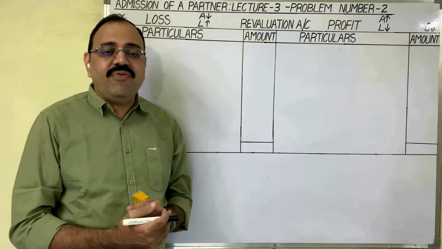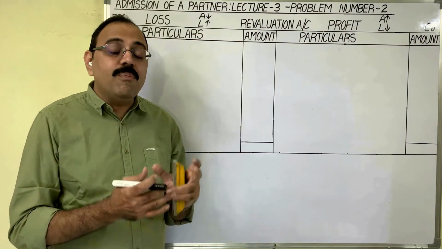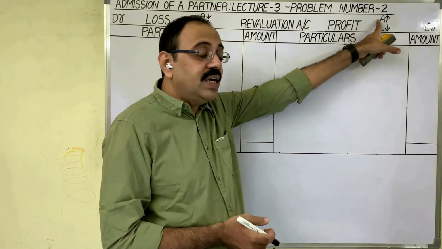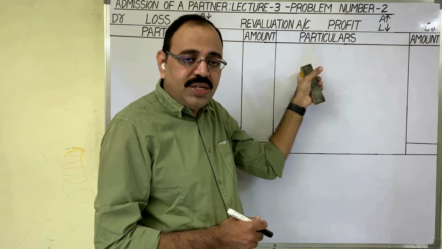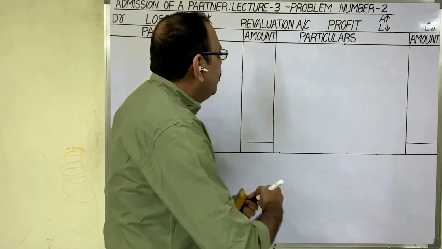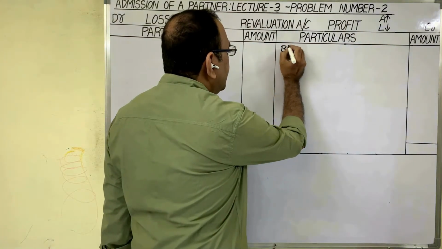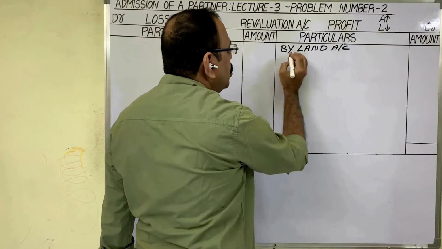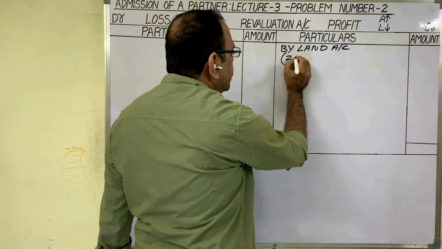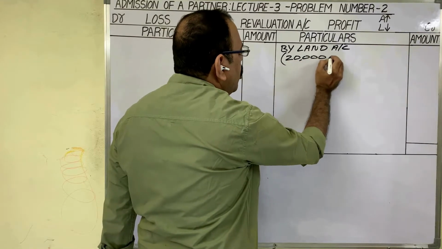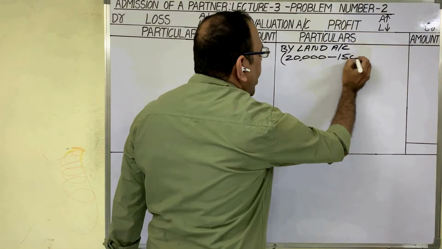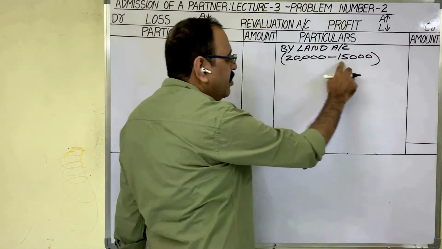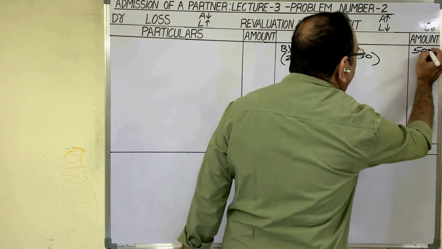So in the revaluation of land, the old partners came to know that the market value of land has increased by 5,000 rupees. So asset value is increased by 5,000. It is a profit, so on the credit side we have to write that. With "by" we have to start. Asset name land, so by land account. How does this 5,000 rupees come? Market price 20,000 rupees. Book value, nothing but the value shown in the old balance sheet, is 15,000 rupees. The difference of 5,000 is profit to us.